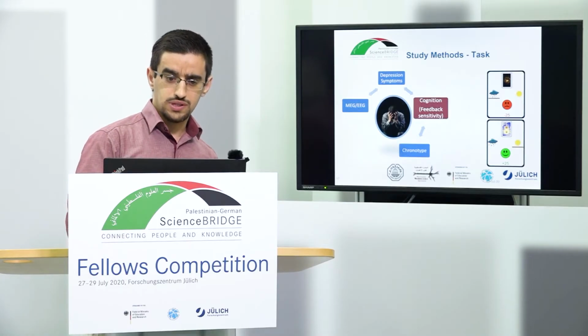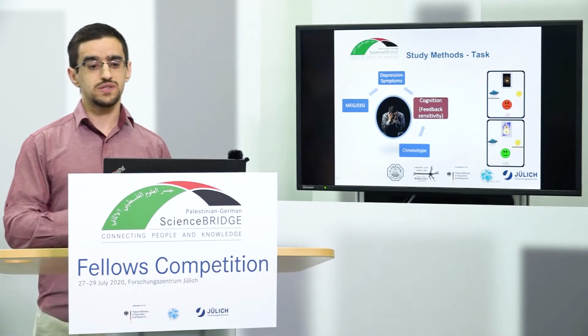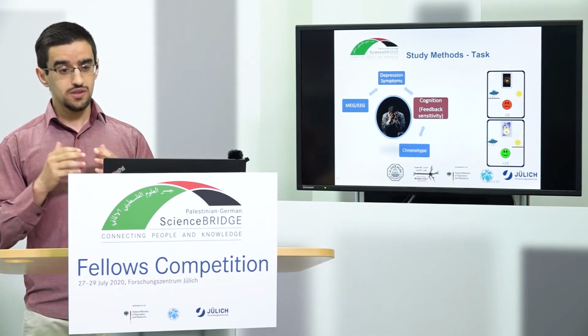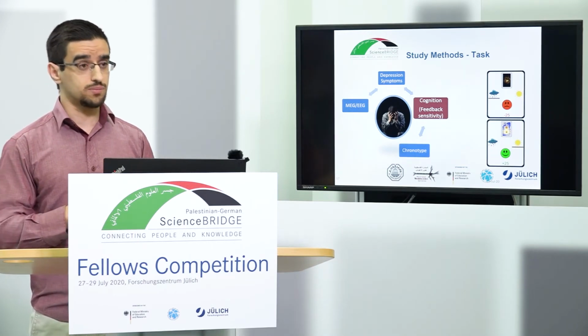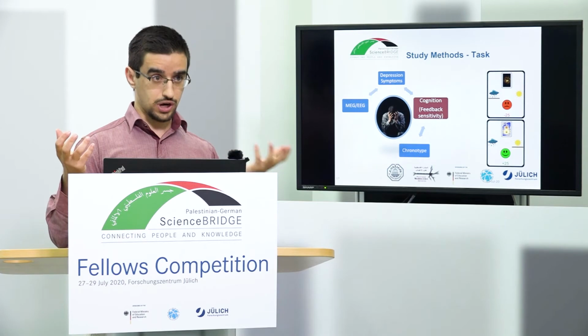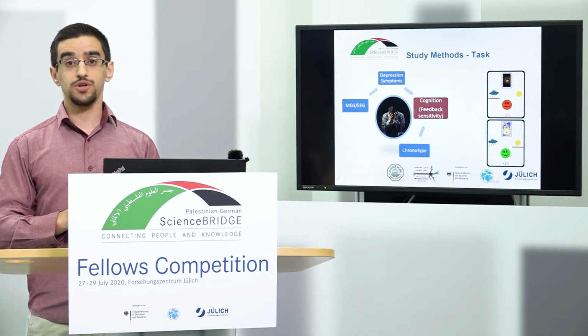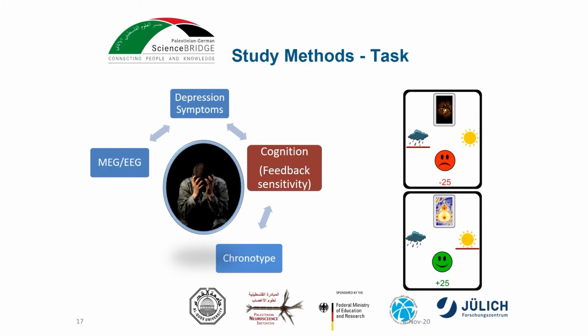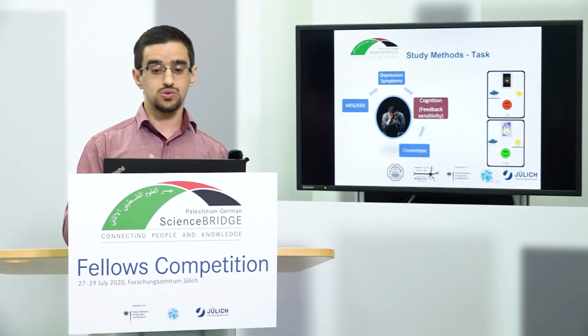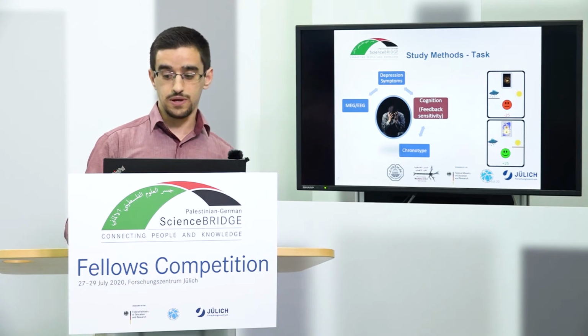A few words about the task that will be used. So it's a categorization task. The subject is asked to categorize a number of cards into sun or rain, category A and category B. And if the subject answers correctly, they will be rewarded with points. And if they answer incorrectly, they will have negative feedback. And all of this will be done under EEG or MEG to measure their responsiveness and their decision making, and how they respond to reward and negative feedback.